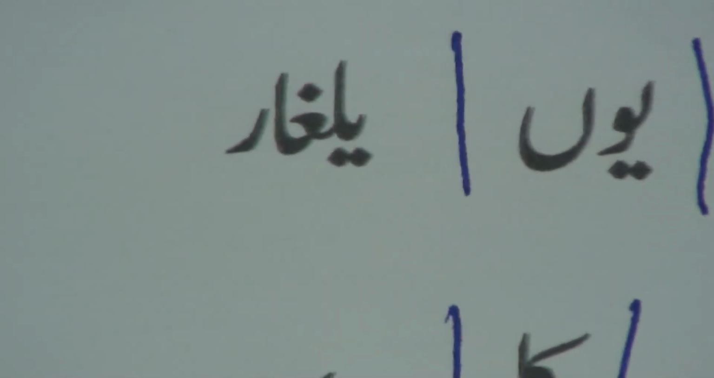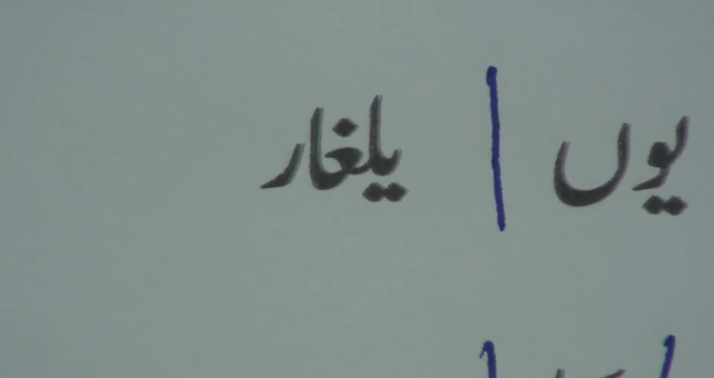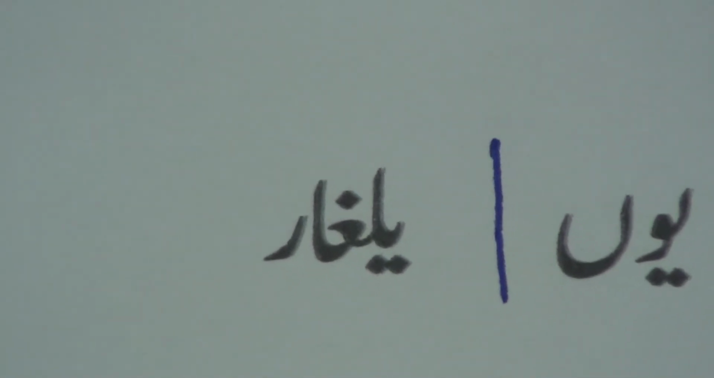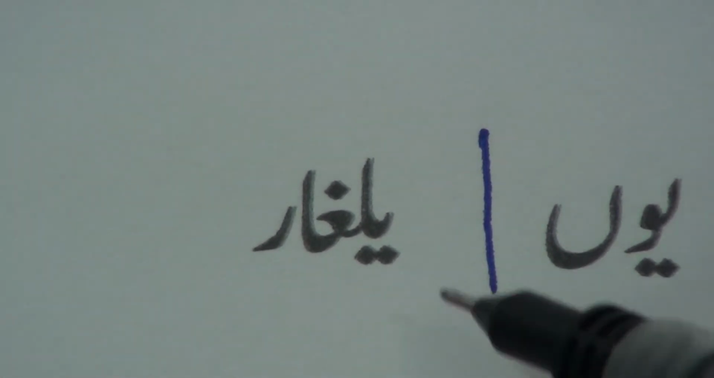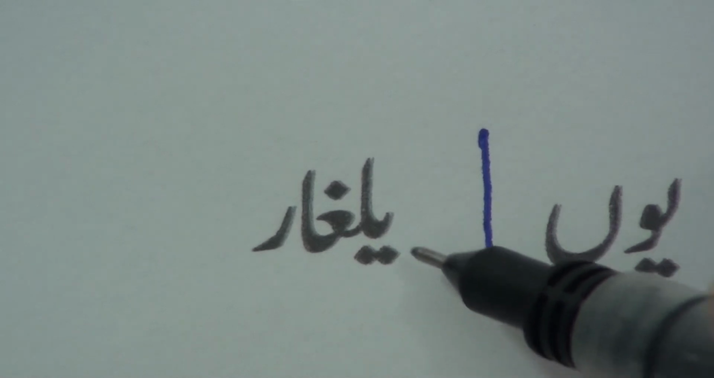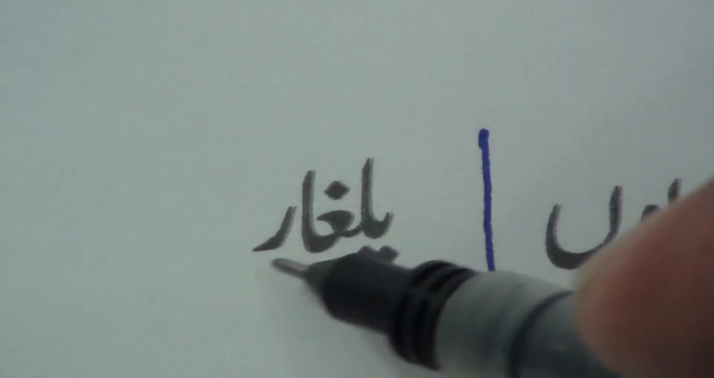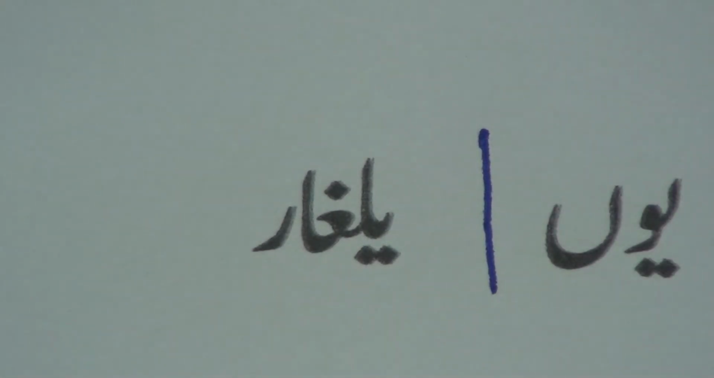Yalgar. Ye, lam, ghain, alif, re: yalgar. There are two dots. It means it is ye. Yalgar means attack.